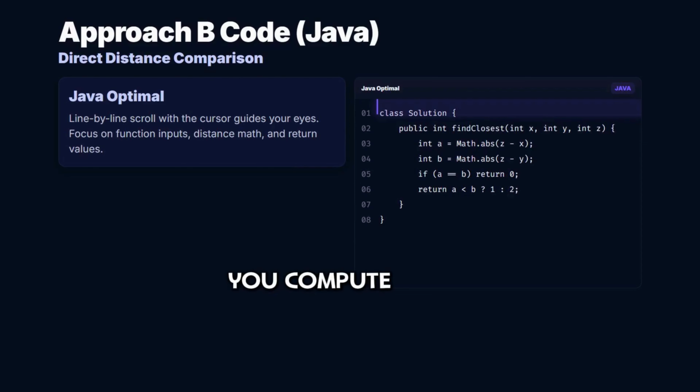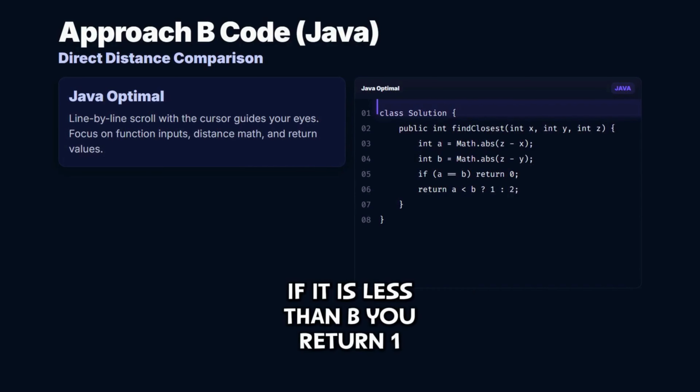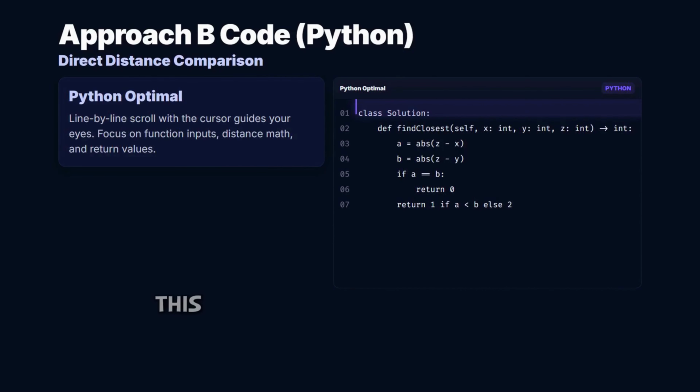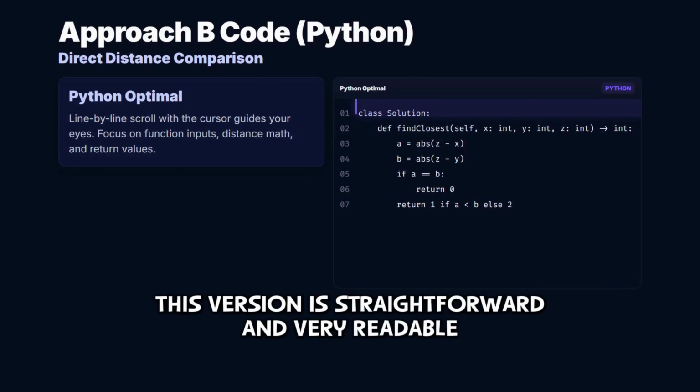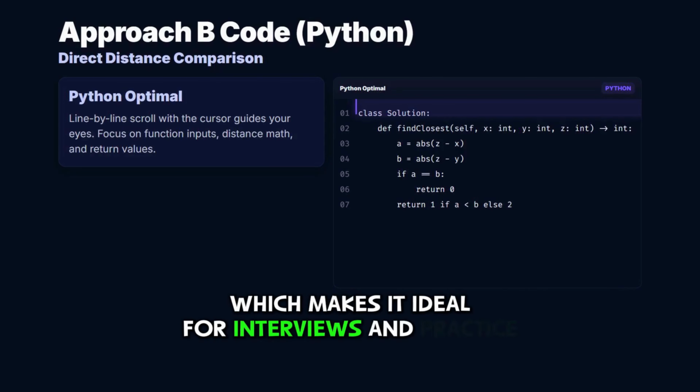In Python, you compute a as abs(z - x) and b as abs(z - y). If a equals b, you return 0. If a is less than b, you return 1, and otherwise you return 2. This version is straightforward and very readable, which makes it ideal for interviews and practice.